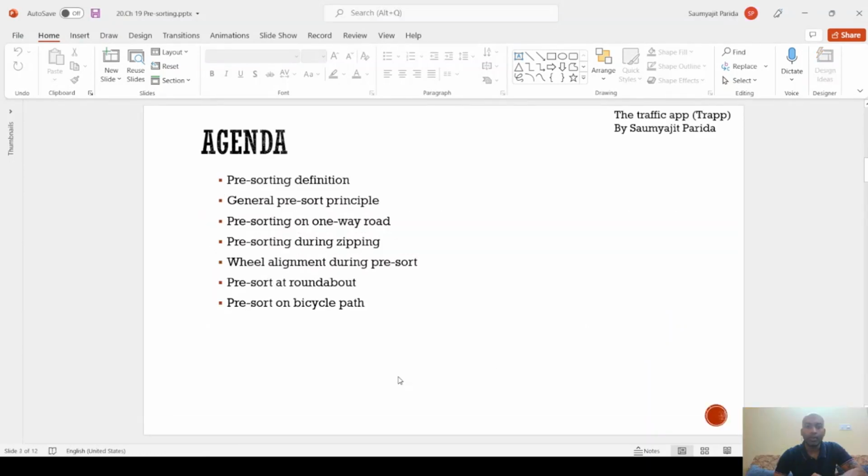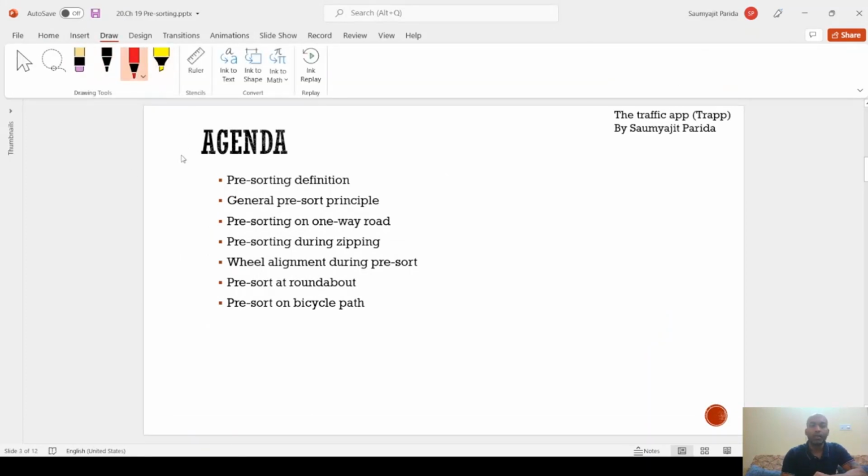We will be covering topics like the definition, what the terminology pre-sorting means, what the principles of pre-sorting are, rules of pre-sorting on a one-way road, pre-sorting during zipping, knowledge about the wheel alignment during pre-sorting, pre-sorting at a roundabout and bicycle path. This is going to be a very short video, but one question is surely expected from the chapter pre-sorting. So please be careful and know all the facts.